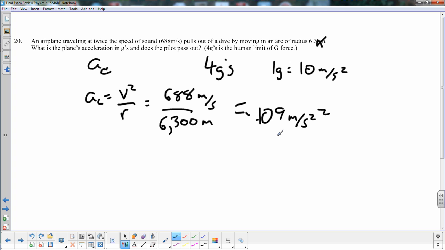Roller coaster moves. This is going to be a little tighter here. 65. We're looking at the acceleration again.